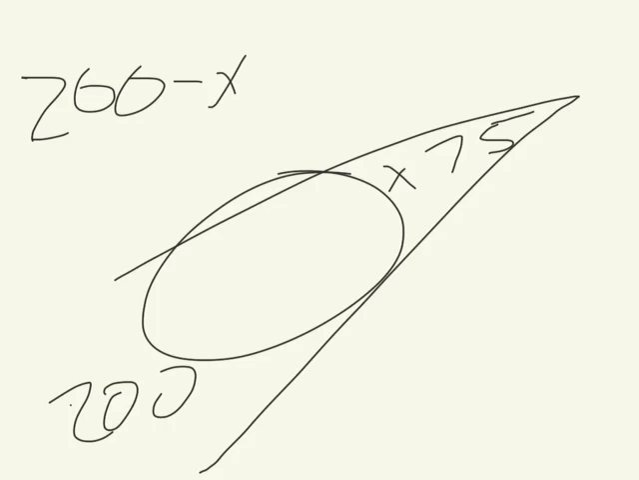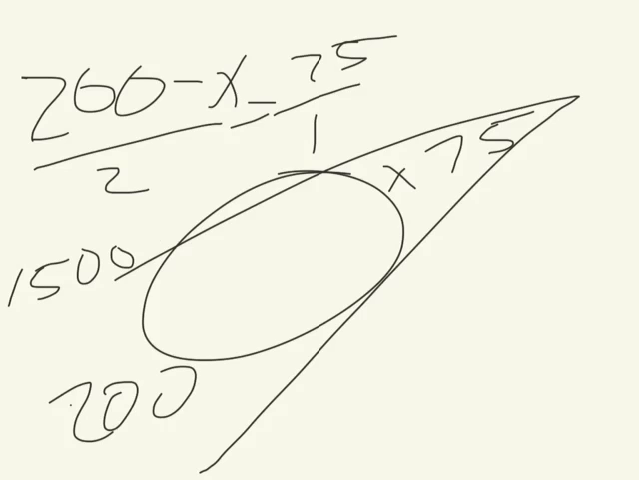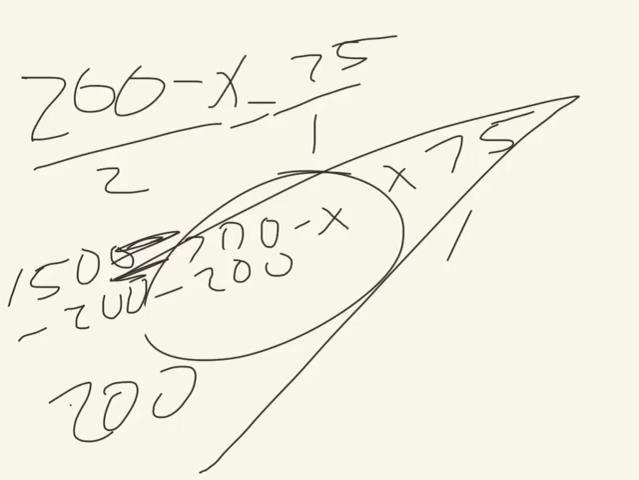If this angle equals 75, this arc equals 200, and what's the measure of this arc? Well, 200 minus x over 2 equals 75. Cross multiply, 150 equals 200 minus x. Then you subtract 200 from both sides, and you'll get negative 50 equals negative x, and of course that means x equals 50.